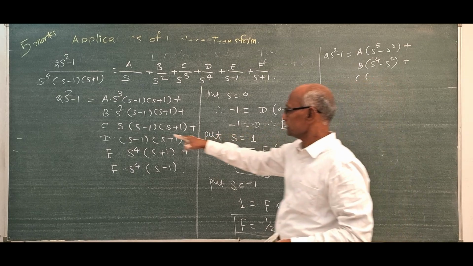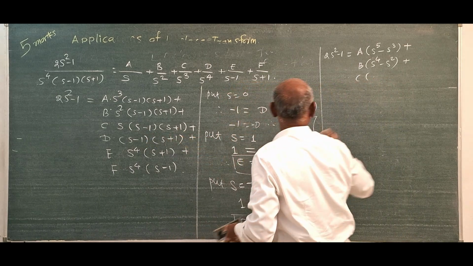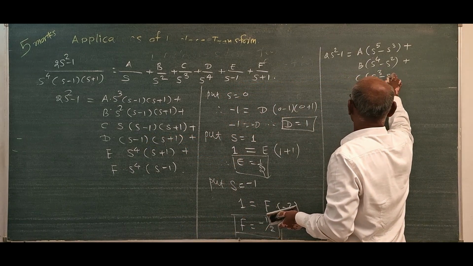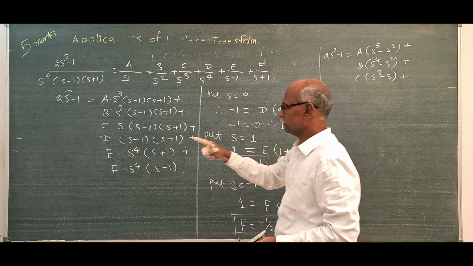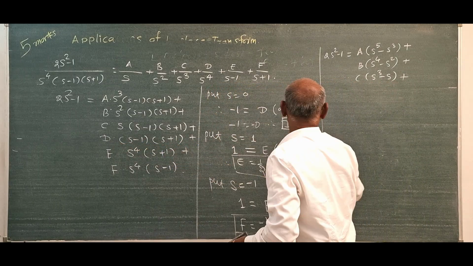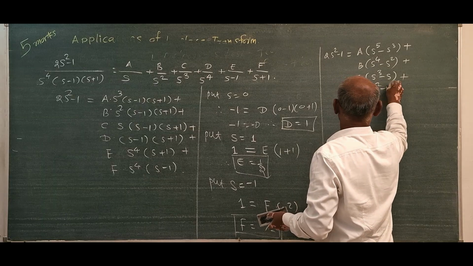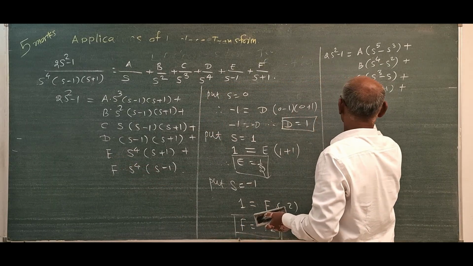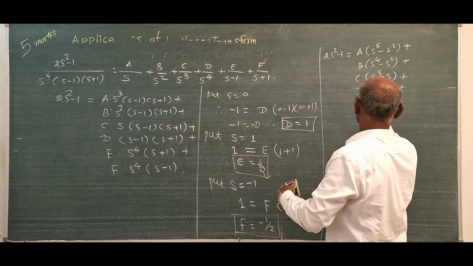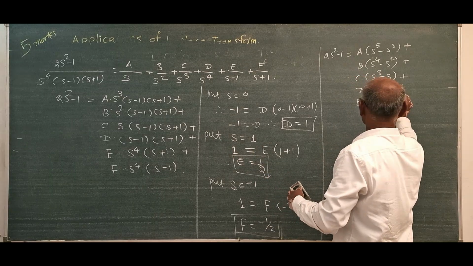Then there is s, but this is s square minus 1. So here comes k and here s remains, plus b, so b into bracket s square minus 1. And then observe that e is there. So e into bracket s raised to 4, this s raised to 5 plus s raised to 4.